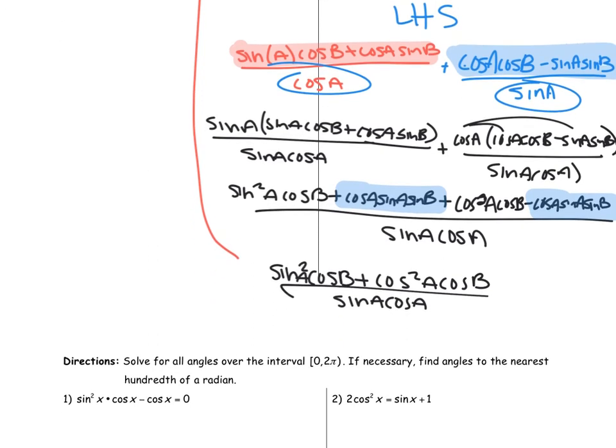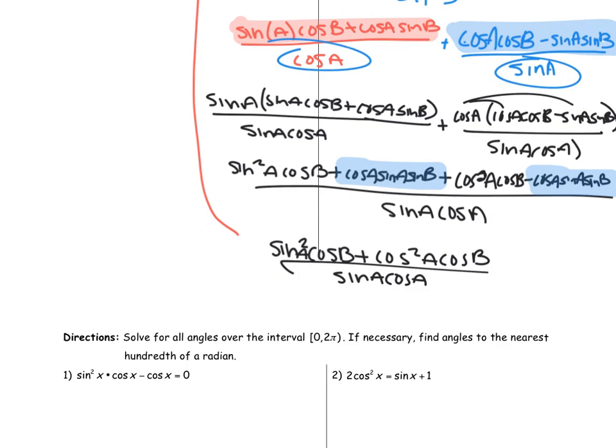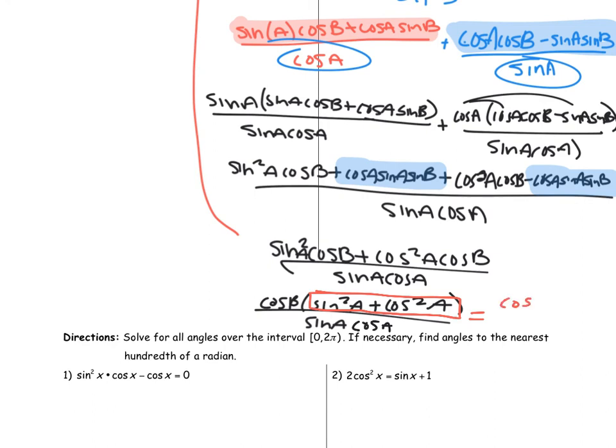Again, we can still simplify. I'm going to take out the cosine B, and I'll be left with sine squared A plus cosine squared A all over sine A cos A. If we remember, sine squared A plus cosine squared A is equal to 1. So really all I'm left with is cosine of B all over sine A cos A. And now we are finally done.